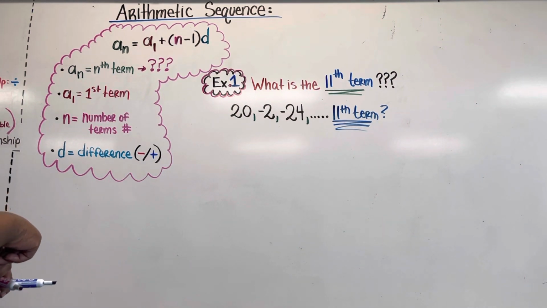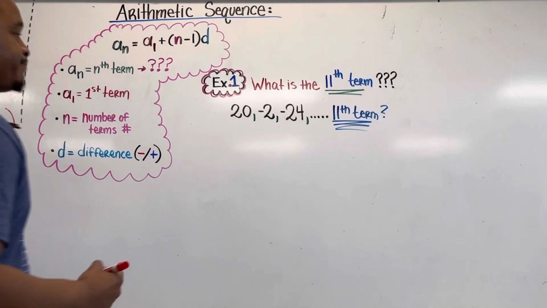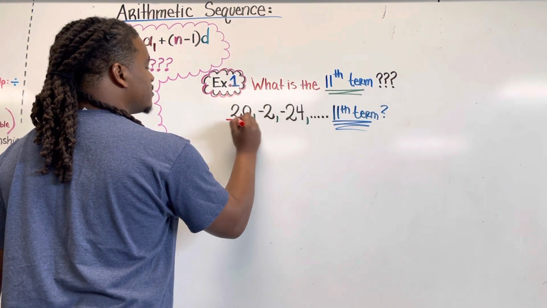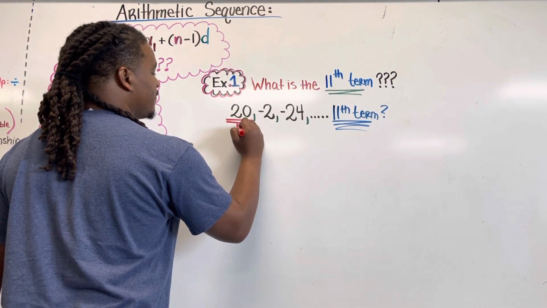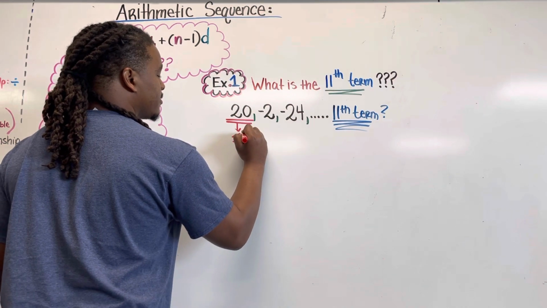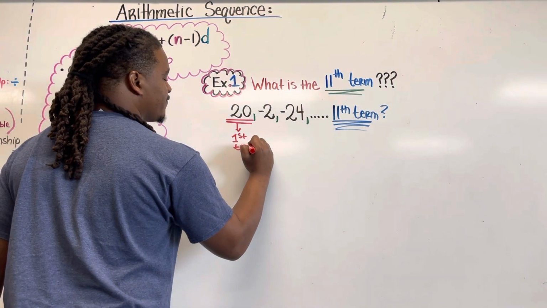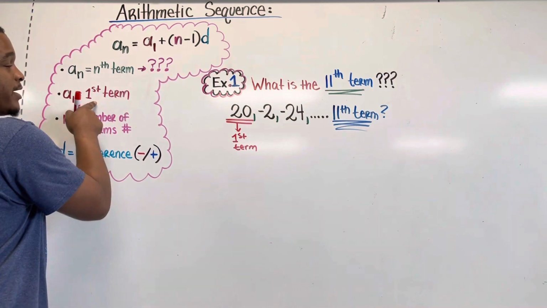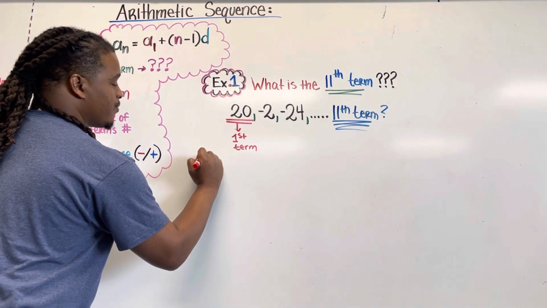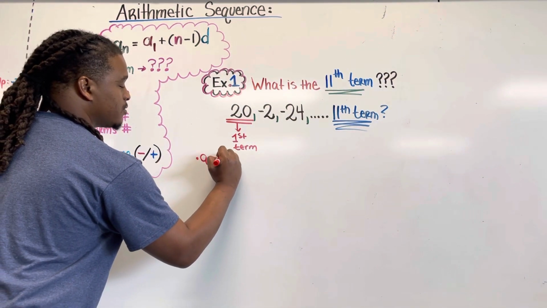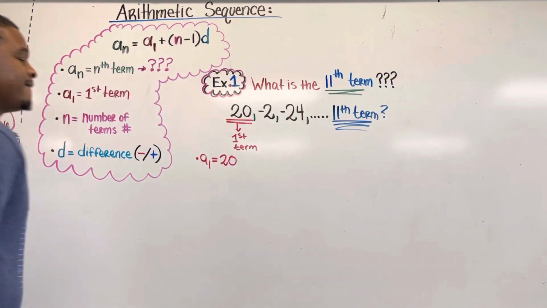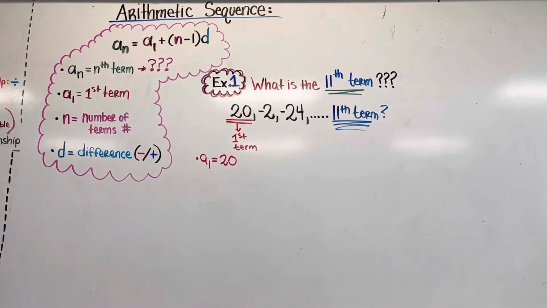So let's go ahead and start off. 20 is the first term. And remember, guys, the first term is a_1. So in this case, a_1 equals 20.